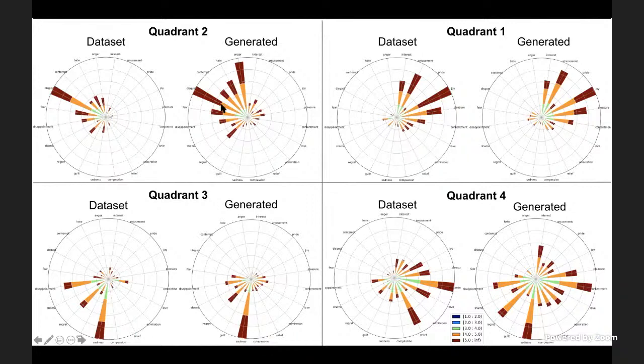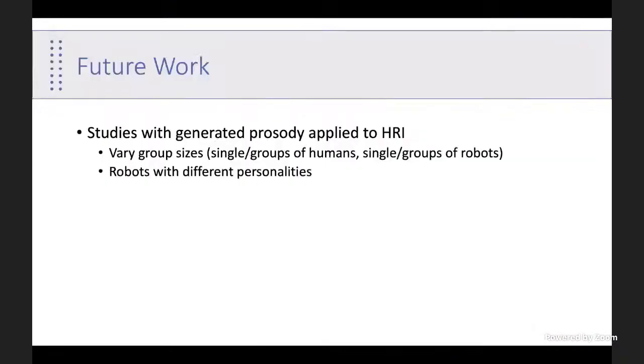There are some quadrants like quadrant 2 where the generated is more spread out than the data set, but overall things were, for the most part, in the correct quadrant.